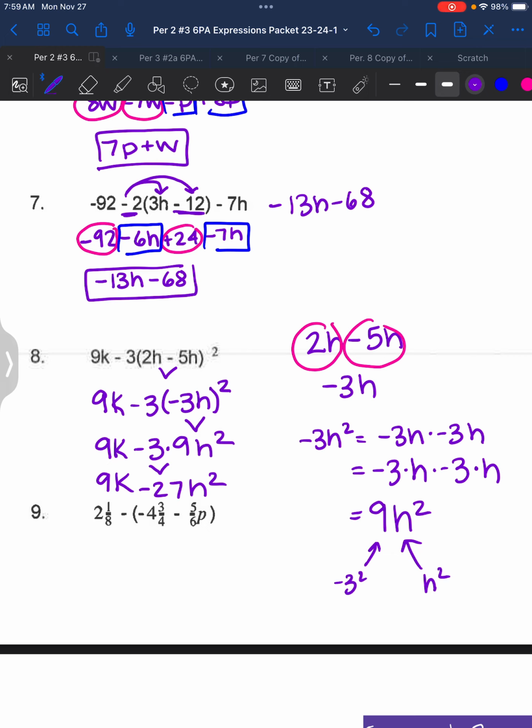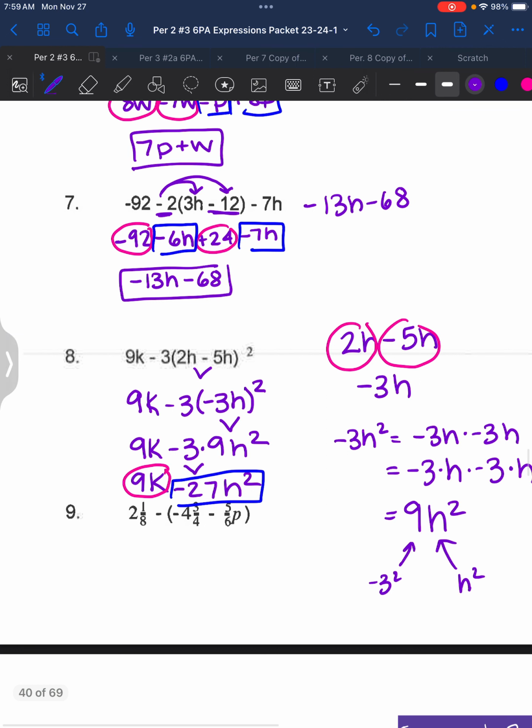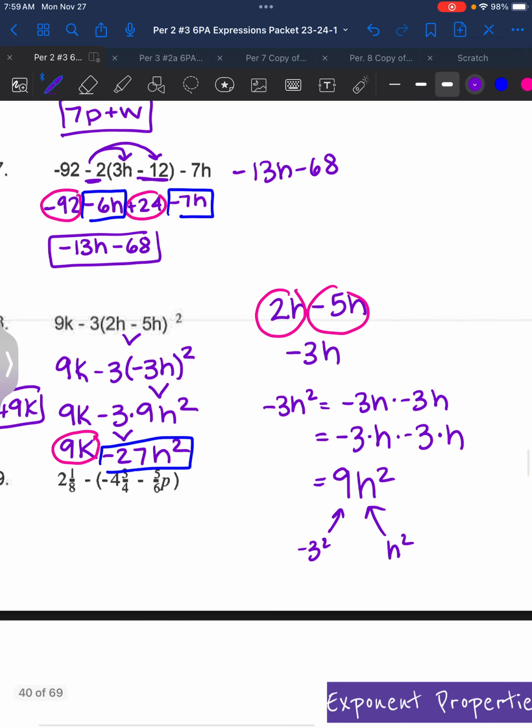I just have to get it in alphabetical order. So 9k is one term, and negative 27h squared is another term. I'm going to write it out to the side, I think, just because I don't have room. Negative 27h squared plus 9k. That last step is just to get them in alphabetical order. That was definitely tricky. All right, so go ahead and finish up 9 through 12.